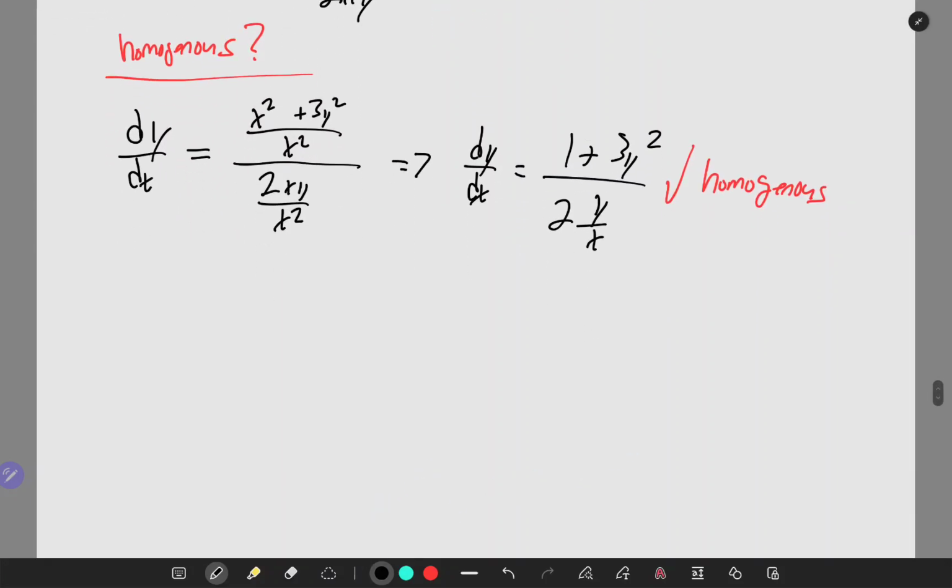So now we can make it separable with u sub. Oh, you know what I forgot up here? This is y squared over x squared. Yep, okay.